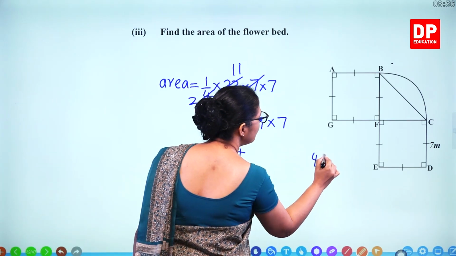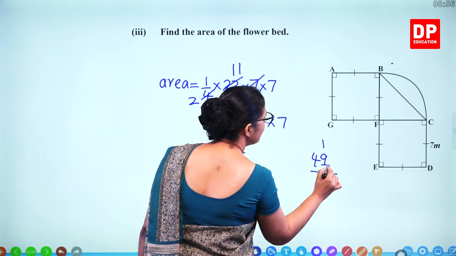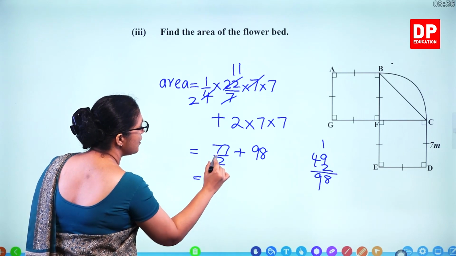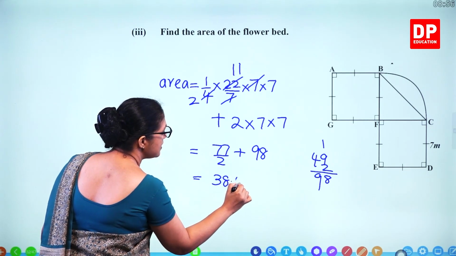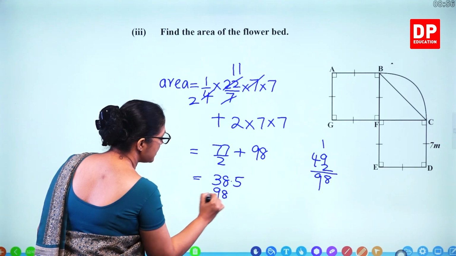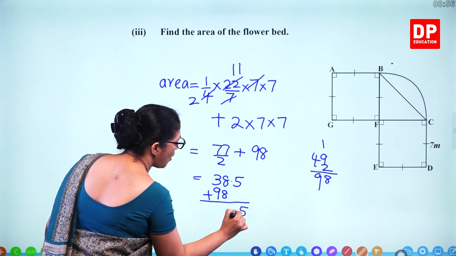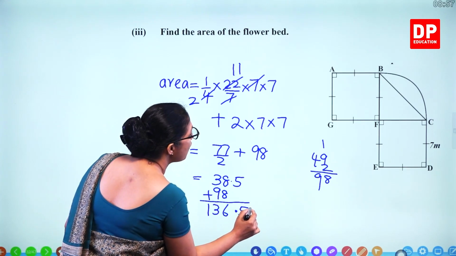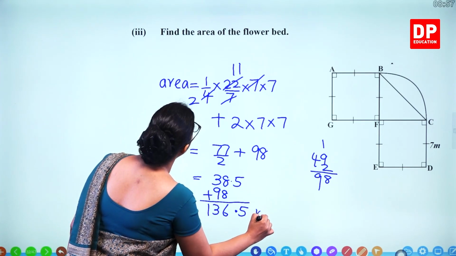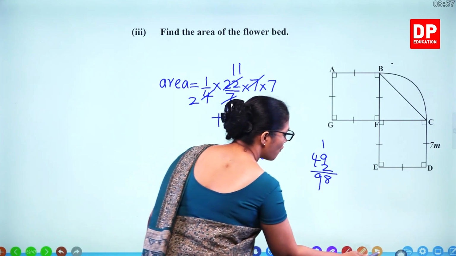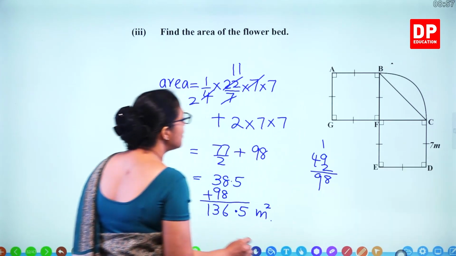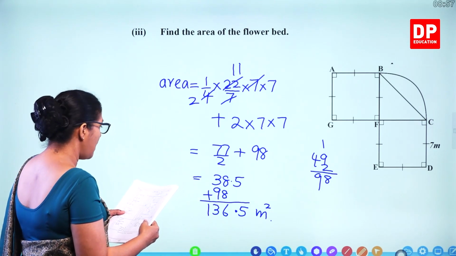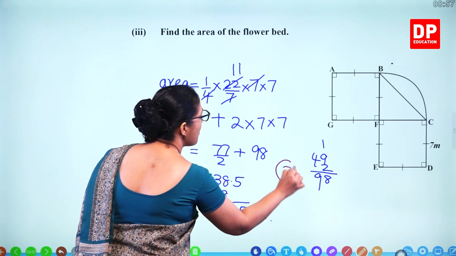49 times 2, 98. So add these two: 38.5 and 98. When you add it, you get 136.5 square meters, which is the area of the flower bed. So we'll see how many marks for that. 136.5, you get 3 marks for this step.